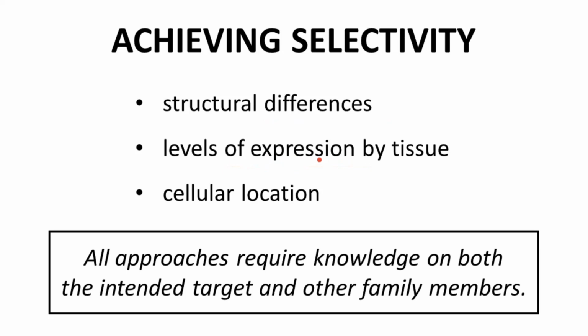So although you may administer a compound systemically, if a compound distribution can be managed, such as primarily to the liver or central nervous system, it may be possible to hit one target family member over another. Clearly, all these approaches require considerable knowledge of the target and the target family through molecular biology and structural biology research.